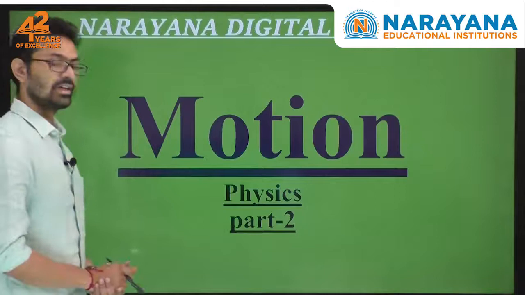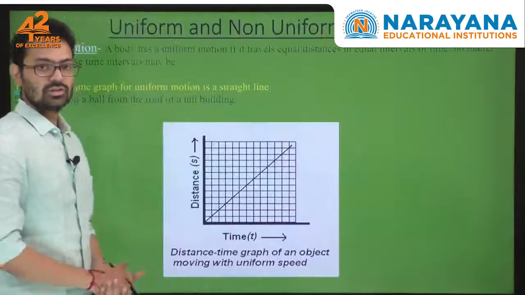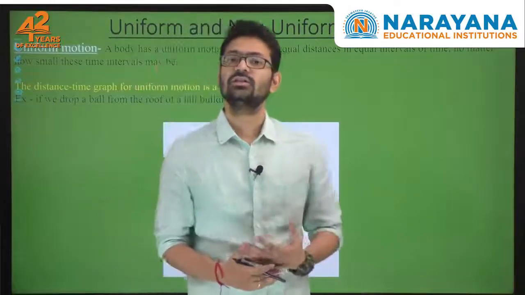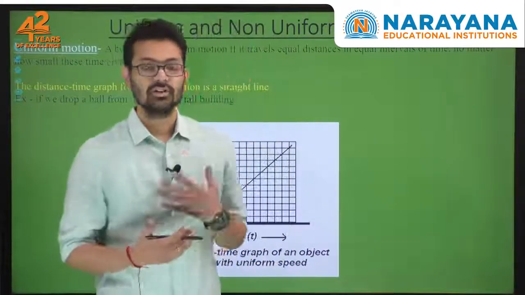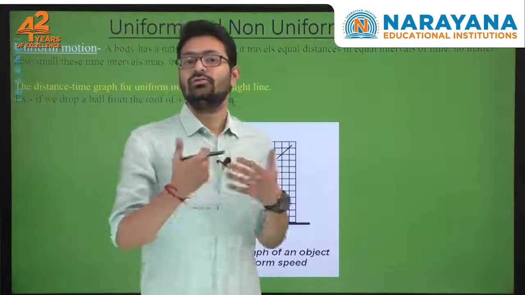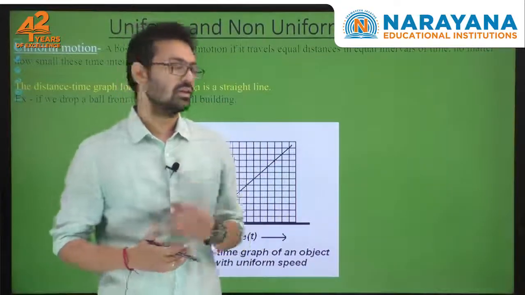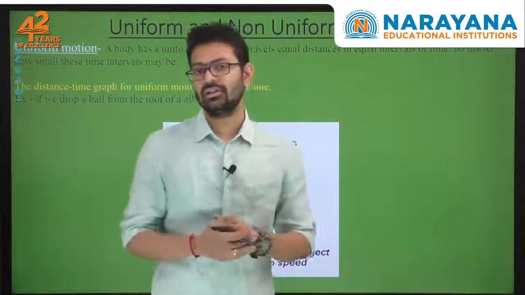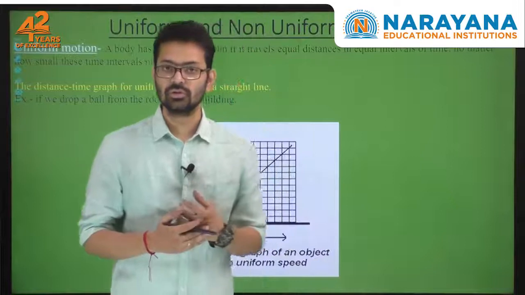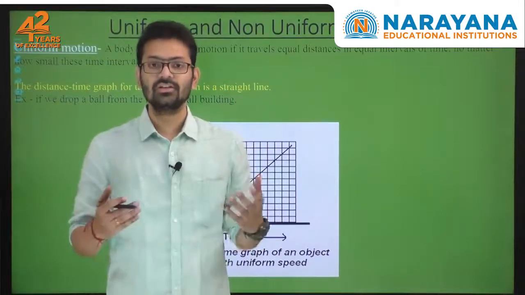Now, we already discussed what a motion is, and we discussed distance, displacement, and position, and found the difference between them. We have already calculated the distance and displacement with one example. Now let us talk about one more thing today: different types of motions.